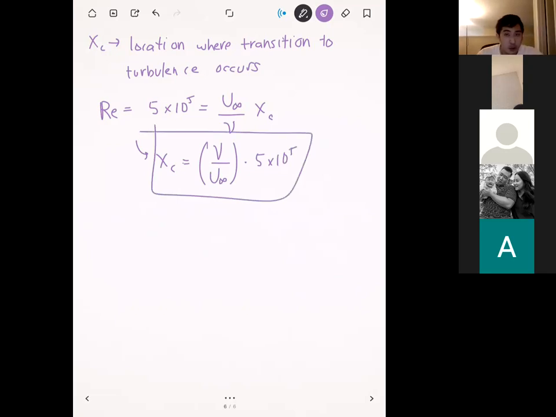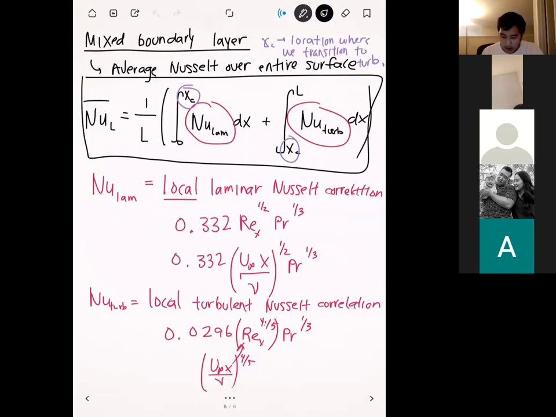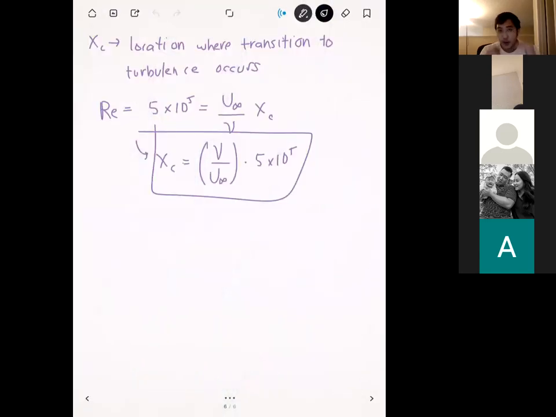Okay. And so when you're solving problems and you see that you have laminar flow over the entire surface, or you reach turbulent flow at some point, what you need to solve for is the location where the transition occurs, and that's going to be your xc. You can almost think of it as the critical location. All right. And so that's what you do when you have a mixed boundary layer. You basically take a combination of the laminar one and the turbulent one, and you integrate that, separated by this critical location xc, right?